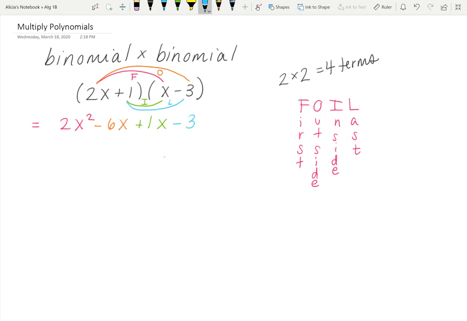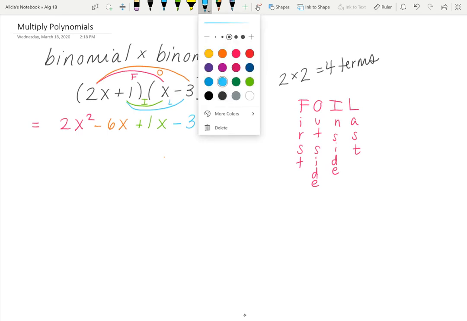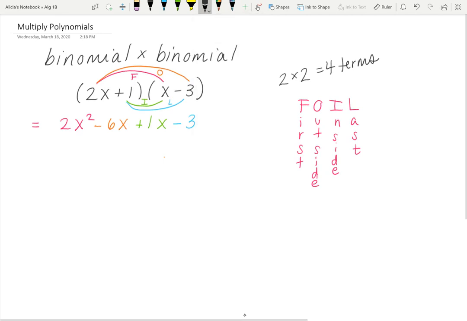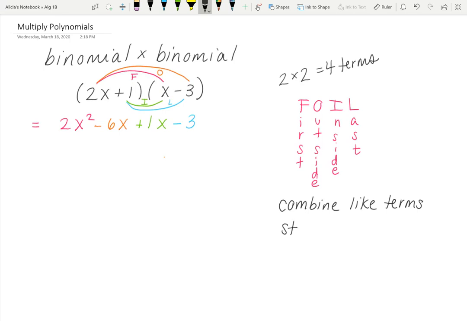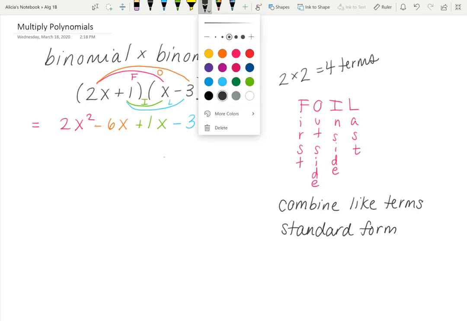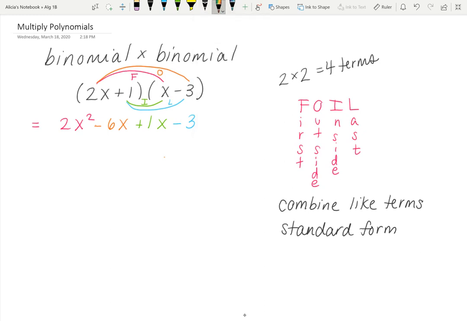But now remember, anytime you are doing these problems, there are 2 things that you need to remember to do. You need to remember to combine like terms. And like terms are terms with the same variables and same exponents. We also need to take into consideration standard form. Standard form is putting your exponents in order, biggest to smallest. So when I go to combine like terms, I like to make sure to combine the highest exponent terms first, and then sort of go down from there, right? So let's go ahead and do that.